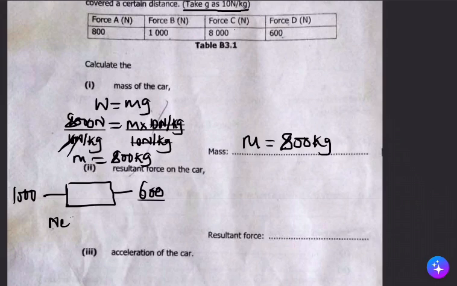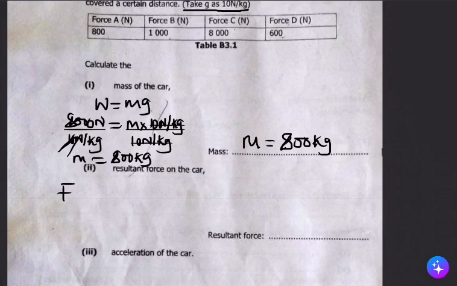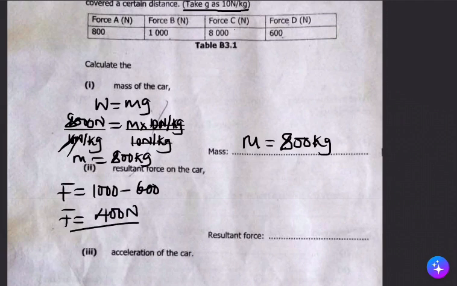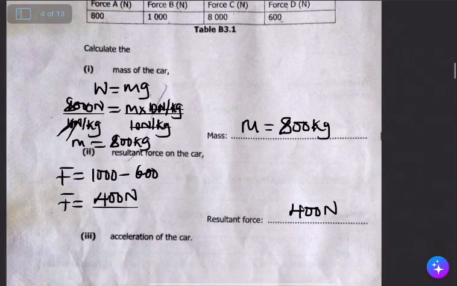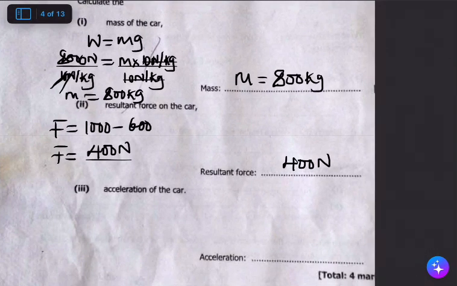Okay, so we'll say resultant force there. Our resultant force will be equal to 1,000 minus 600. And then what we'll get as the resultant force is 400 newtons. So we can say our resultant force is 400 newtons. Now we look at the other question, the last one.